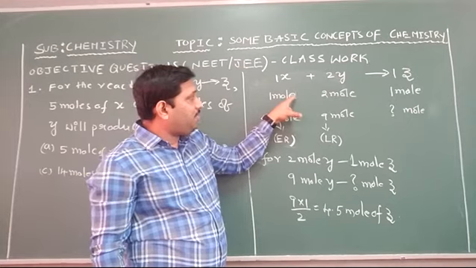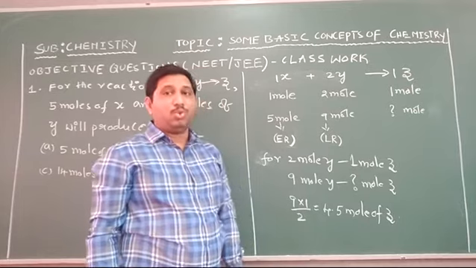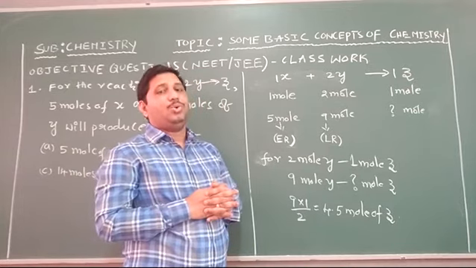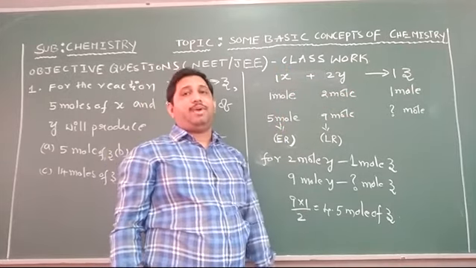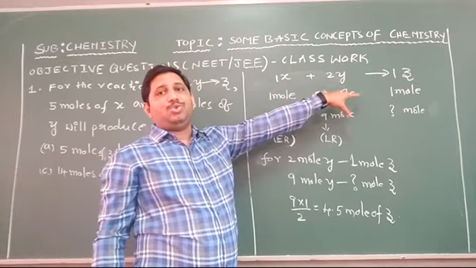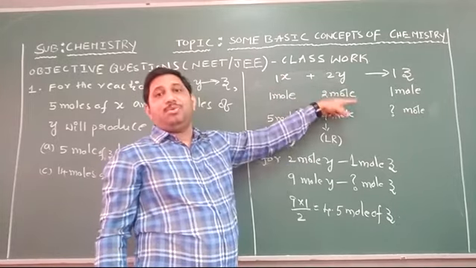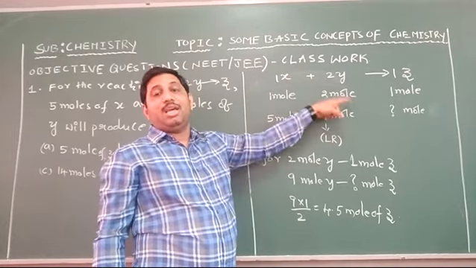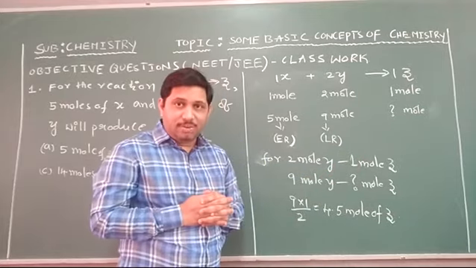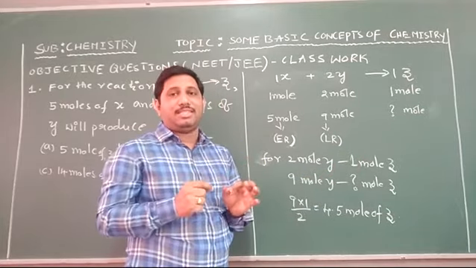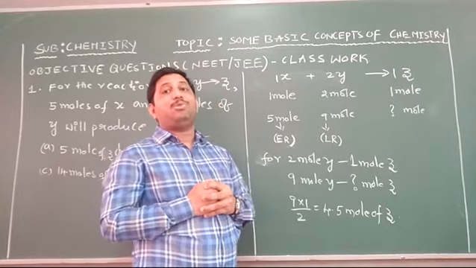Here, the moles of x and y are present in the 1:2 stoichiometric ratio. For every 1 mole of x, 2 moles of y are required. If x is 1 mole, y is 2 moles. X is 2 moles, y is 4 moles. X is 3 moles, y is 6 moles. X is 4 moles, y is 8 moles. X is 5 moles, y is 10 moles. According to the stoichiometric equation, for every 5 moles of x, 10 moles of y are required.